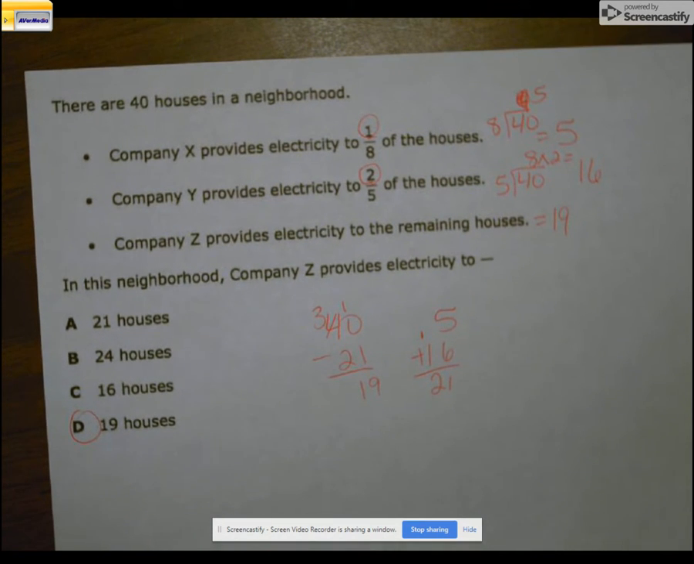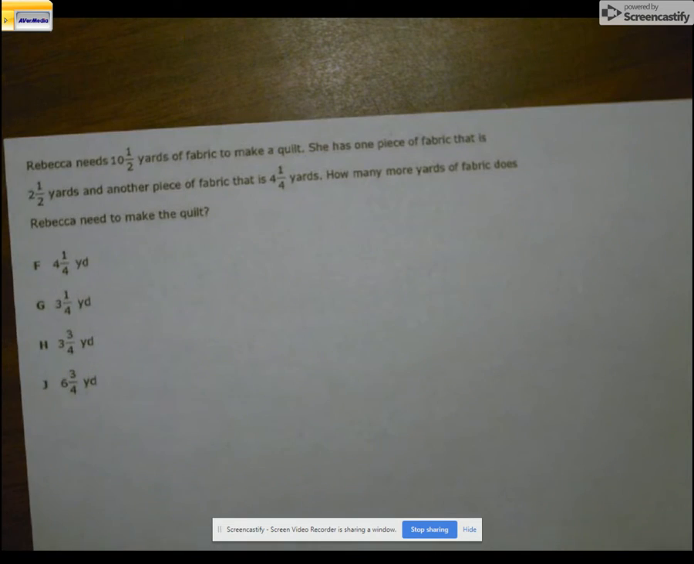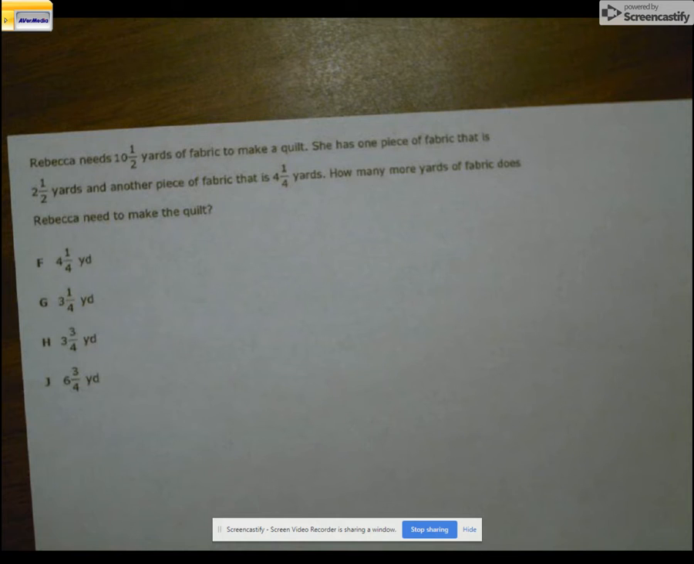All right, let's look at another one. Rebecca needs 10.5 yards of fabric to make a quilt. So far, she's got a piece that is 2.5 and another piece that is 4 1/4. How many more yards of fabric does Rebecca need to make the quilt?